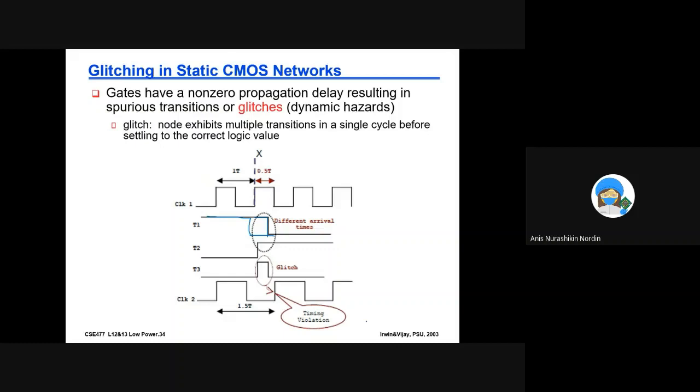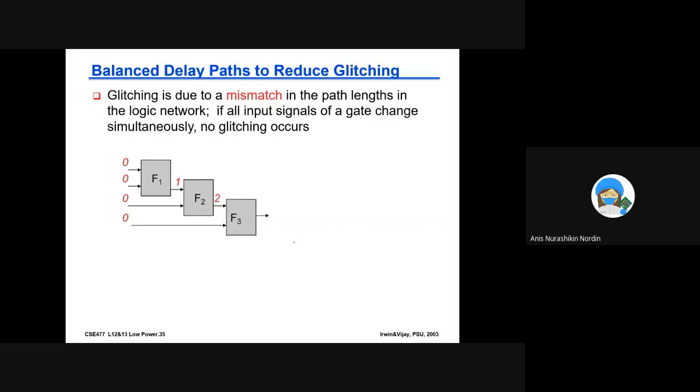Okay, so how do we eliminate this glitch, or how do you control that this T1 should arrive when it's supposed to? Or if not, you have to make T2 slower. If you know this one is going to arrive late, you have to make this later. What do we do? Okay, so we balance delay paths to reduce glitching.